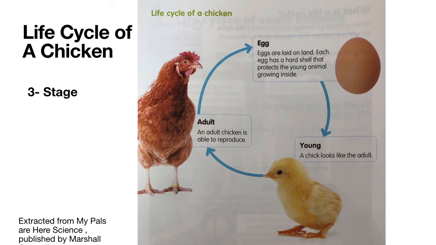The hard shell of the egg protects the young animal growing inside. Once the egg is ready, it will hatch and the young chick will come out. So the young of the chicken is called a chick. And the chick looks like the adult.